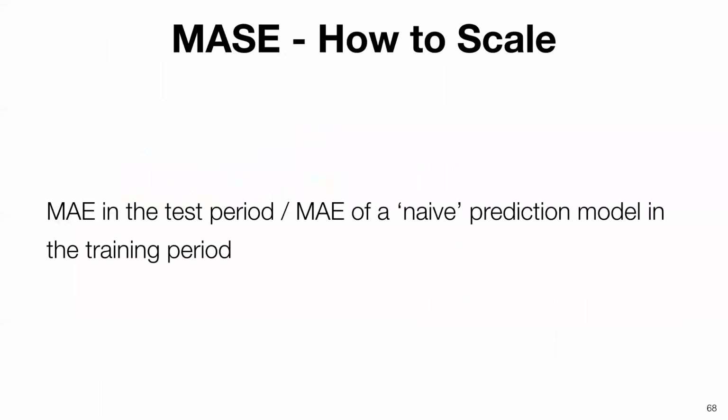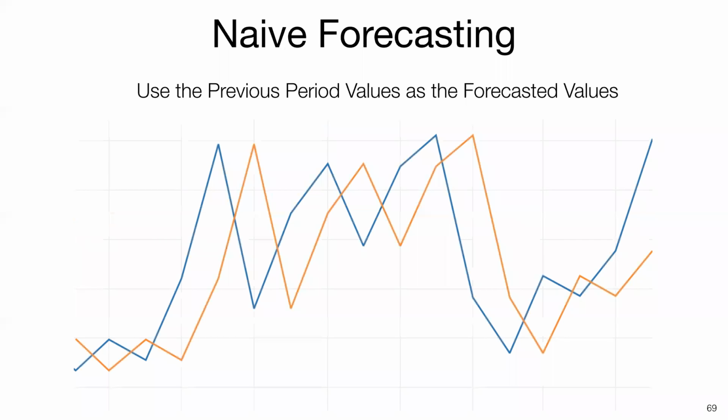How we do it is MAE, you remember, the mean absolute error in the test period, and then the MAE of a naive prediction model in the training period. So what does that mean? A naive forecasting model forecasts whatever the previous value was. So let's say yesterday it's $500, then this naive forecasting model predicts $500 today. And of course it's different, today can be $600, but the naive forecasting model sees that today is the same as the previous day, which is yesterday.